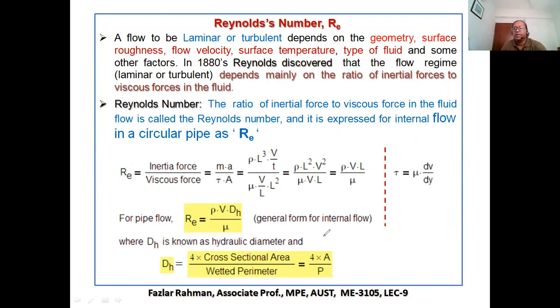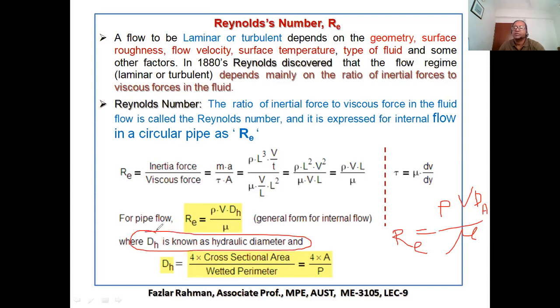Instead of D in rho V D, we'll say the Reynolds number Re equals rho V D_H by mu. Why D_H by mu? This D_H is called the hydraulic diameter. So D_H is known as the hydraulic diameter. What is the hydraulic diameter actually, and why are we using it?